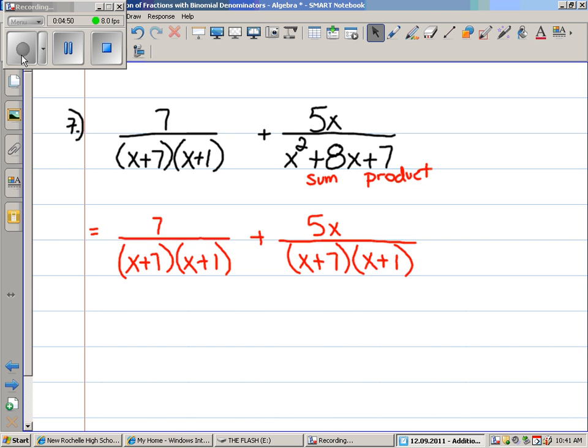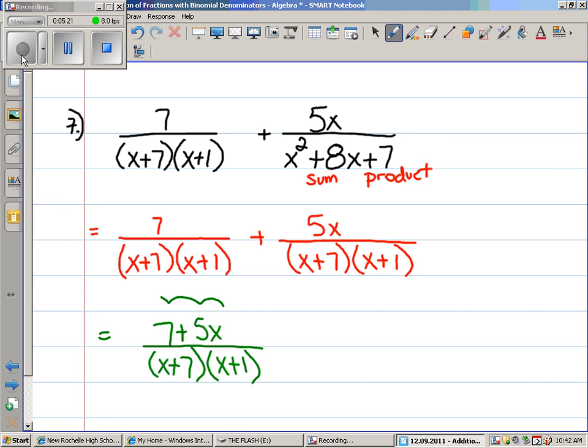Remember, canceling only takes place when something in the top matches something in the bottom, okay? No, all we're going to do is combine them. This is going to be 7 plus 5x over x plus 7, x plus 1. Is there anything we can cancel? Nope, because remember, you have to be able to cancel it from all of them. Or the 7 has to be in parentheses by itself. You can't cancel anything.